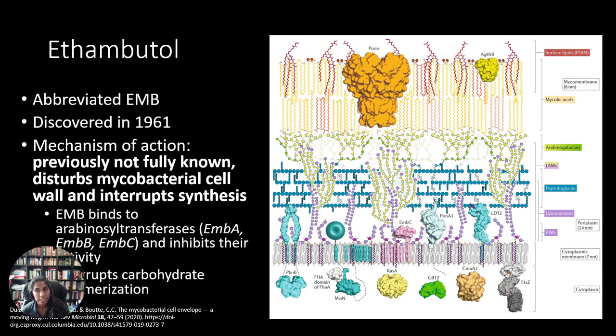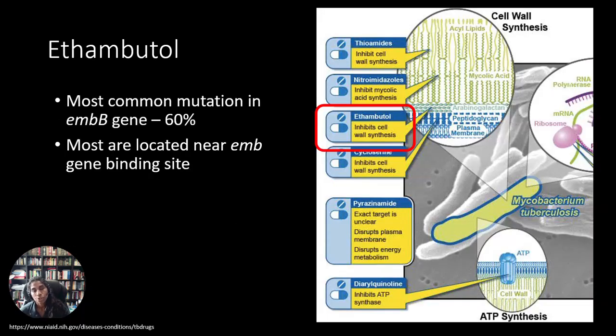It was discovered in 1961. Its mechanism of action previously was not fully known, but now it is thought to disrupt the mycobacterial cell wall and interrupt synthesis. Ethambutol binds to certain enzymes such as EmbA, B, and C in the organism and inhibits their activity, and it also interrupts carbohydrate polymerization. So as you can predict, the most common mutation that confers resistance to ethambutol is in one of these genes. It's in the embB gene.